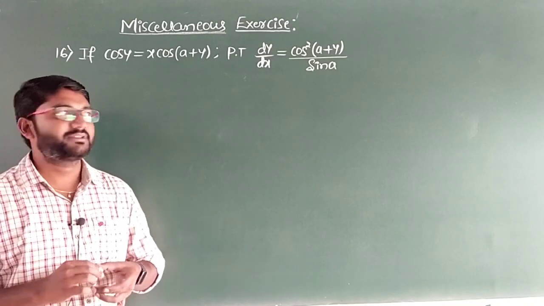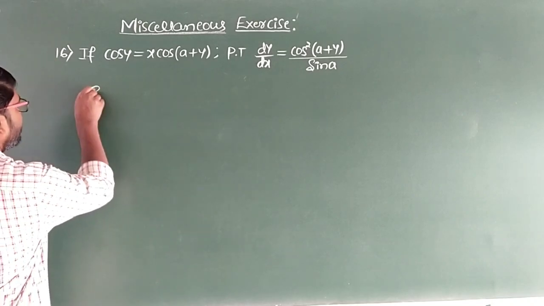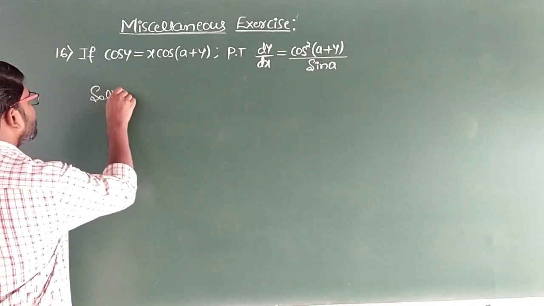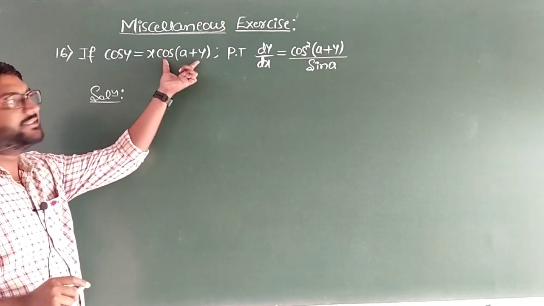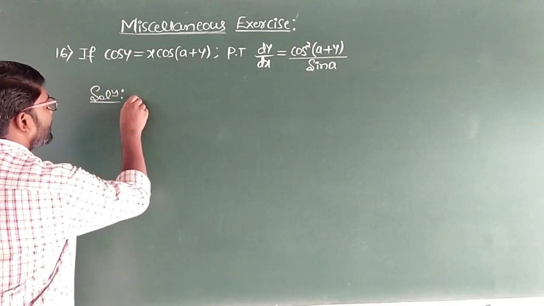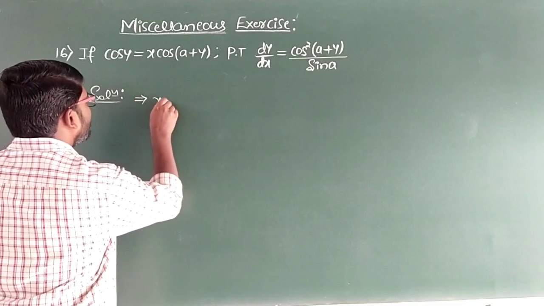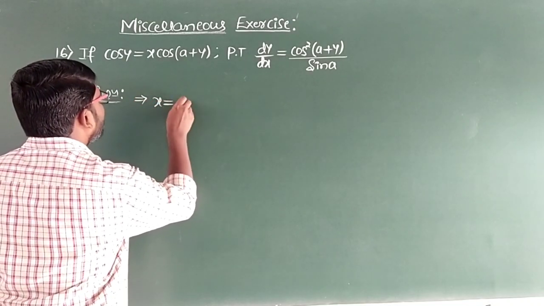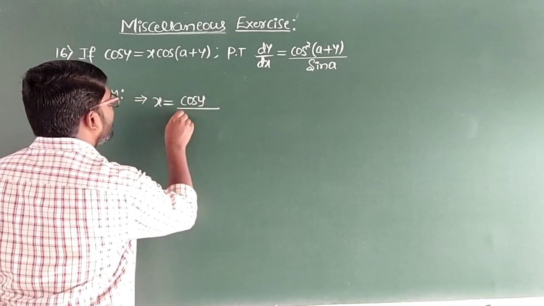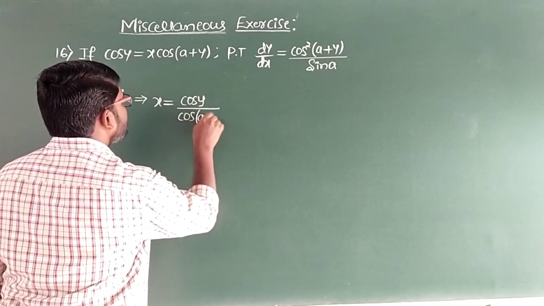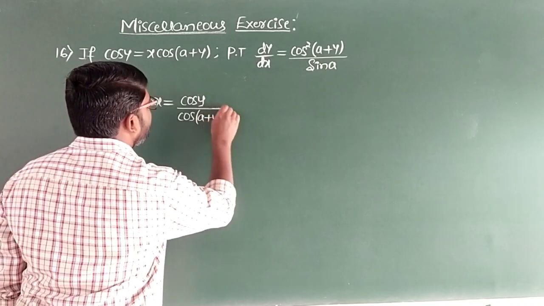Again, mark this as important for 3 marks. So here from the given question we will have to separate y. So take this term to the left hand side, it goes to the denominator. So overall we get x which is equals to cos y divided by cos of a plus y.